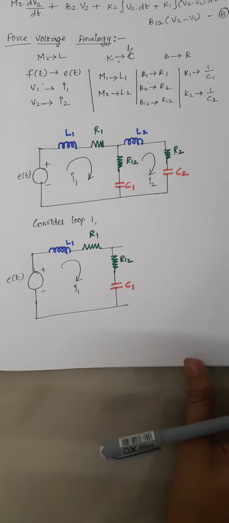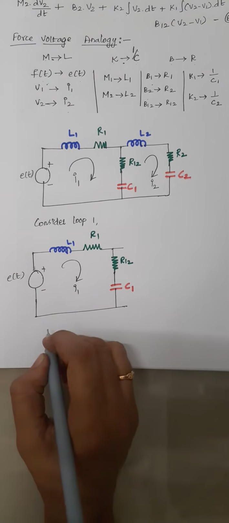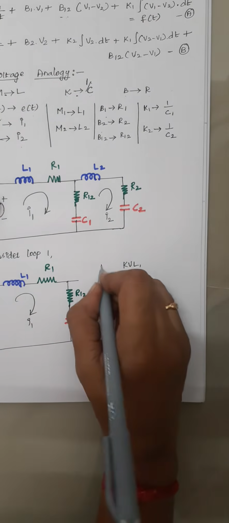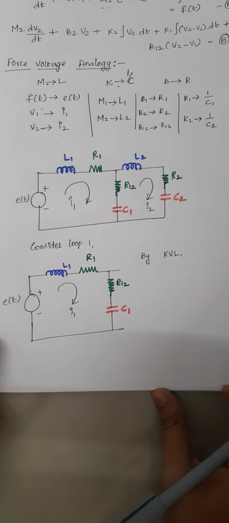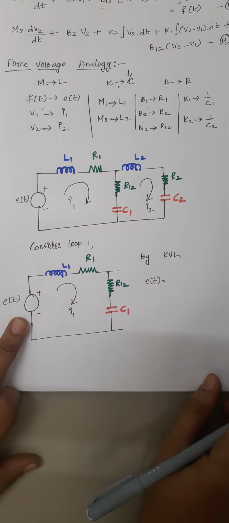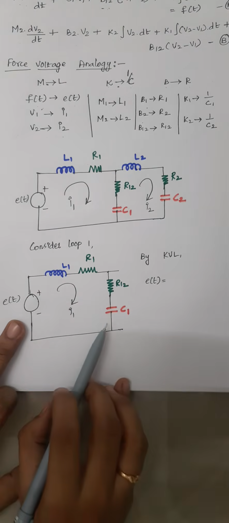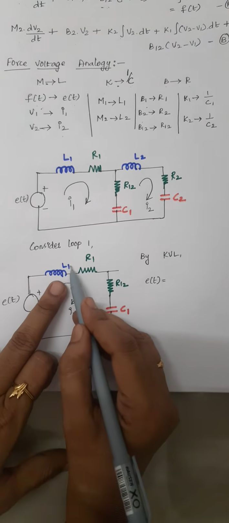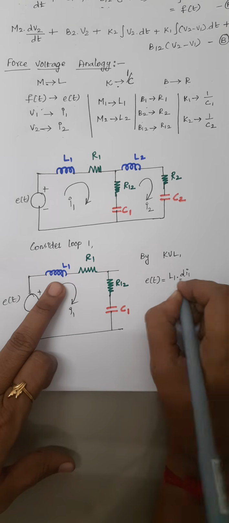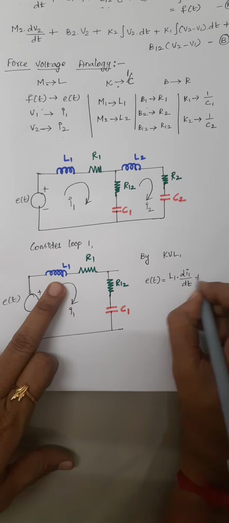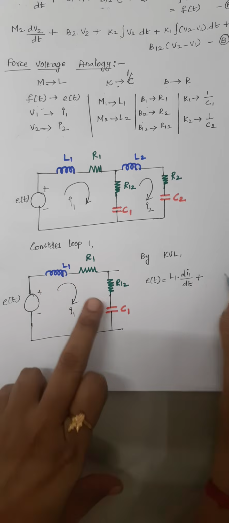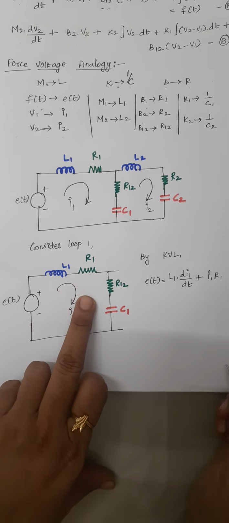So here the supply voltage is E of t. Right. So I am going to apply Kirchhoff's voltage law, that is KVL. When you apply Kirchhoff's voltage law, here this is your input voltage source. So this input voltage source E of t will be equal to the respective voltage drop across each element here. So the voltage across an inductor is given by L1 into dI1 by dt. Right. Plus voltage drop across the resistor is given by I R. Here the current flowing is I1. So here I am writing it as I1 R1.